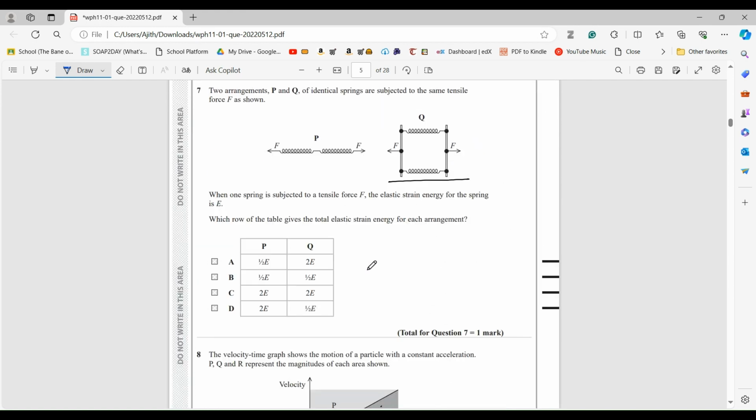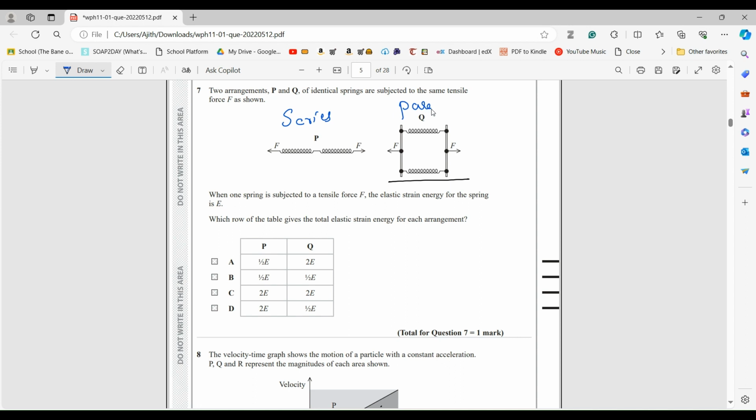Now, two arrangements P and Q of identical springs are subjected to the same tensile force as shown. When one spring is subjected to a tensile force F, the elastic strain energy for the spring is E. Which row of the table gives the total elastic strain energy for each arrangement? Now you have to look at it.